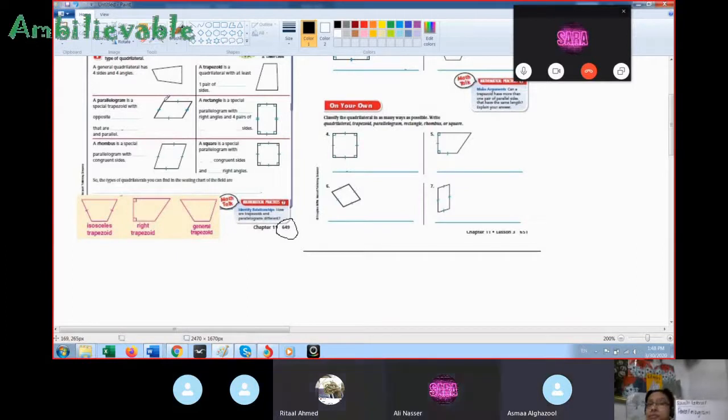So on the first one, we will write parallelogram. A parallelogram is a special trapezoid with opposite sides that are parallel, okay? Sides that are parallel? Yes. So that are what and parallel? Special trapezoid with opposite sides. Yes. And what that are?